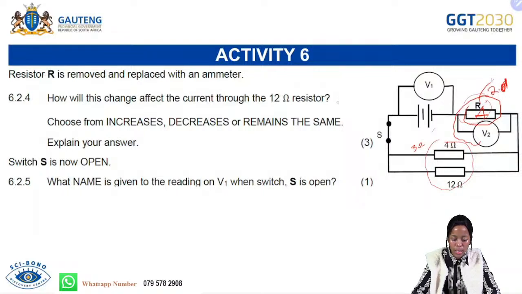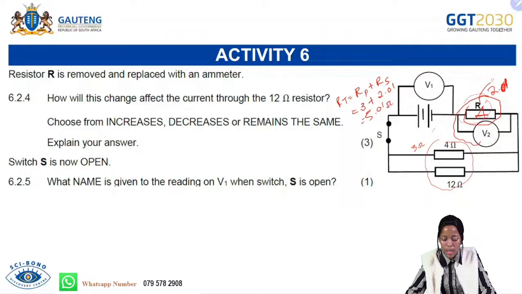Initially, if we are to calculate the total resistance of the circuit, it would be R total is equals to R in the parallel plus R in the series. So the R for the parallel is 3. The R for the series was 2,01. So therefore the total is what? Is 5,01 ohm. So if we are removing this resistor, and we are replacing it with an ammeter, what is going to happen? It therefore means that the total resistance of the circuit will now decrease. Why will it decrease? Because it means that we will no longer have this 2,01. We will only have the what? The 3 ohm. So that is our number 1.